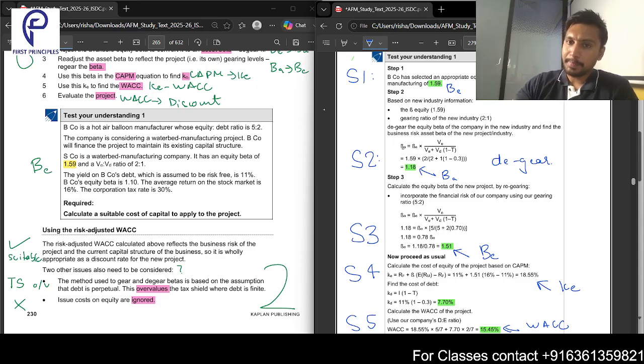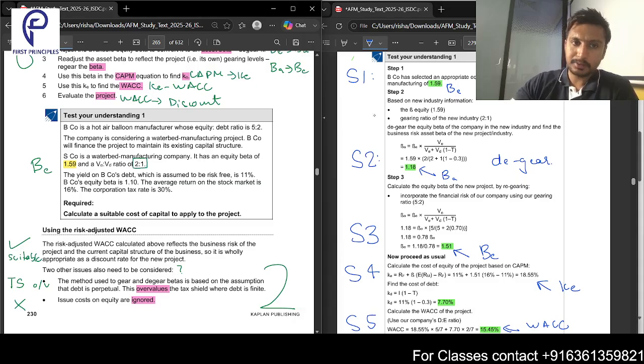This is the standard formula: asset beta is equity beta into the value of equity, right? The value of equity and debt is given in this ratio here. The value of equity is 2, plus value of debt is 1. 1 minus tax rate is also given in the question. So we have solved for this, that BA, which is your asset beta, is equal to equity beta into the value of equity divided by the value of equity plus the value of debt into 1 minus T.